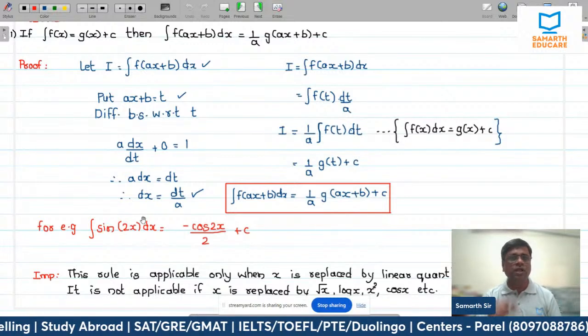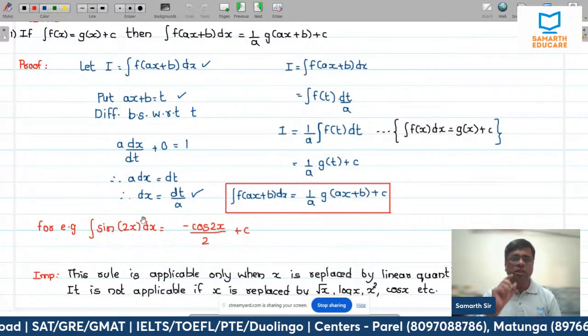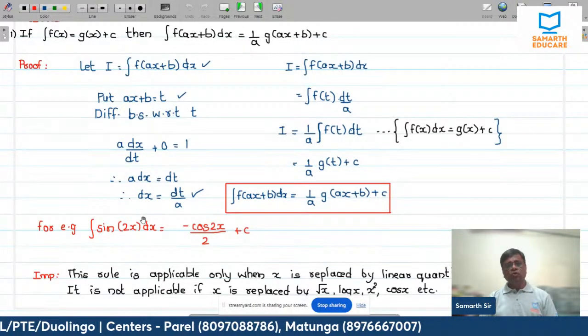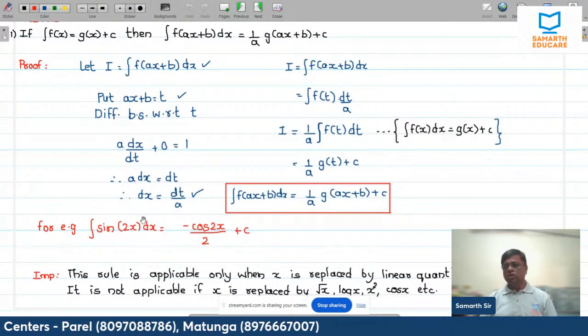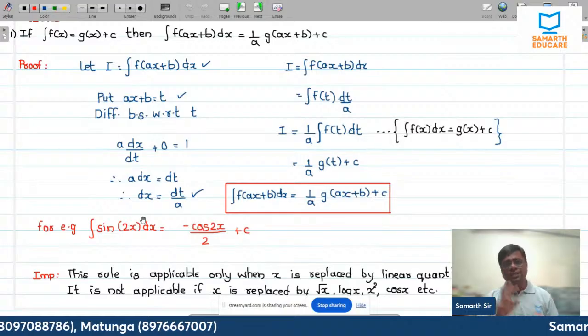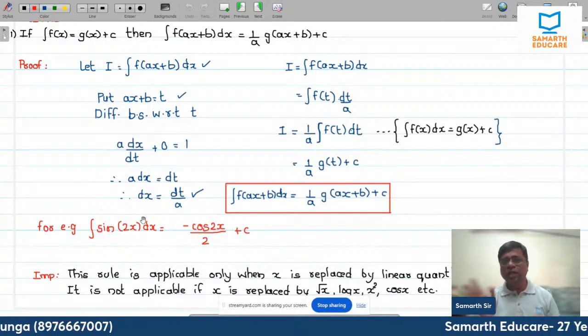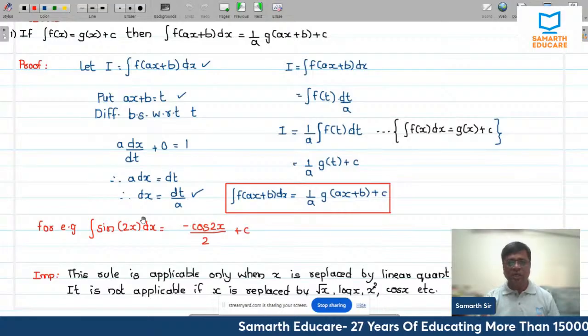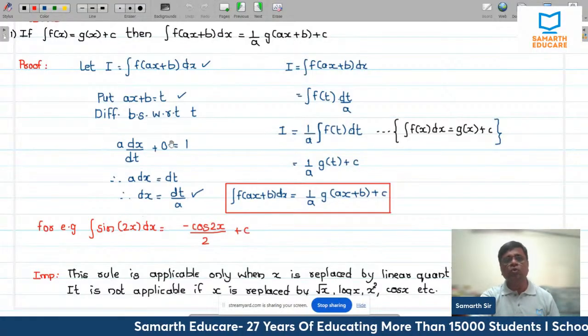Do not worry about that. बट वेरी इंपॉर्टेंट थिंग, x के साथ कोइफिशिएंट भी है, तो वो कोइफिशिएंट से डिवाइड करना है. So the rule is applicable when the x is replaced by a linear quantity and it is not applicable for any other thing other than the linear quantity. Hence I have written here नीचे important note लिखा है.